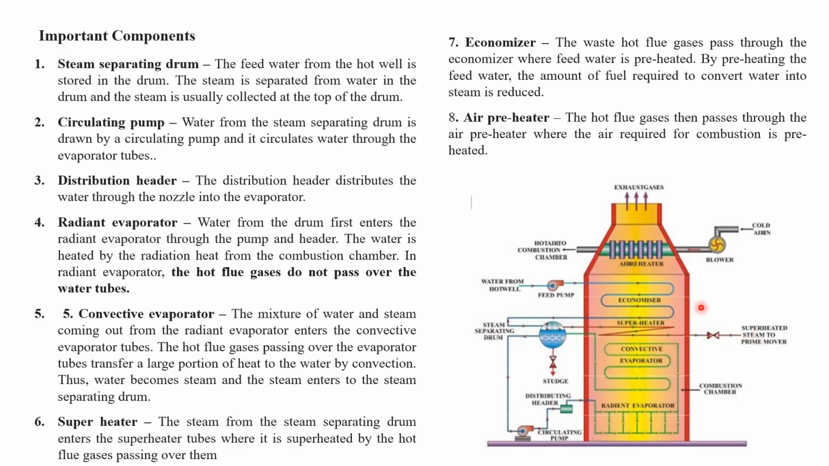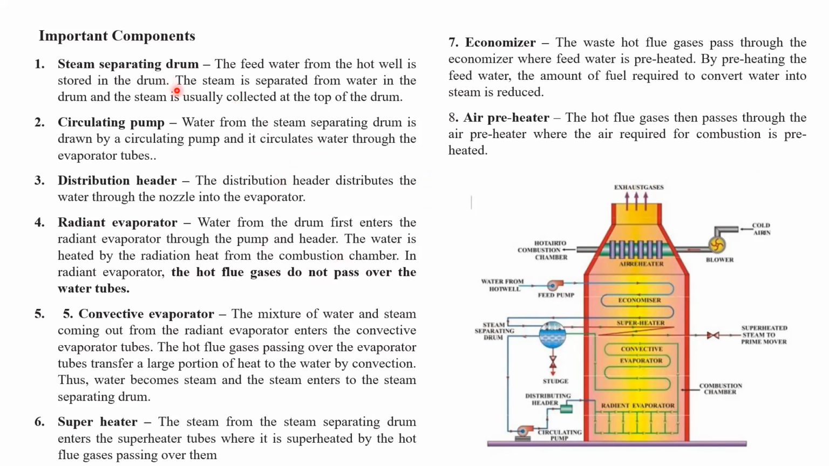you can say electricity. So these are the components: economizer, superheater, convective evaporator, and radiant evaporator. Pump, drum, feed pump is turbine side, and aerator. While the flue gas is flowing in the upward direction, it gives heat to the convective superheater, economizer, aerator, and then goes to the atmosphere through the ID fan and chimney. Okay, so this is about this.